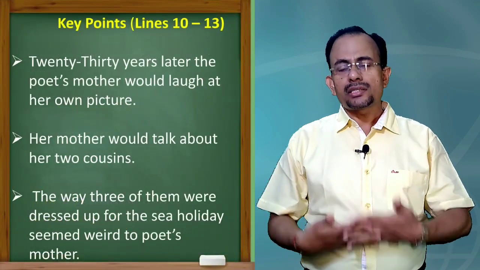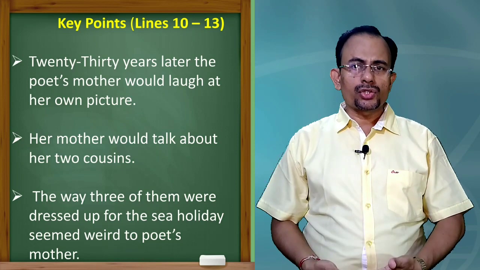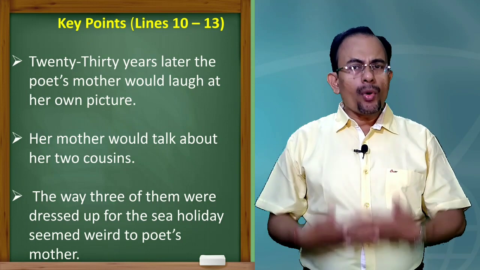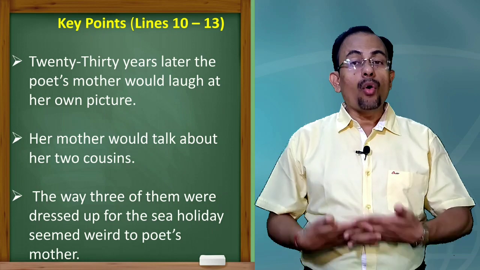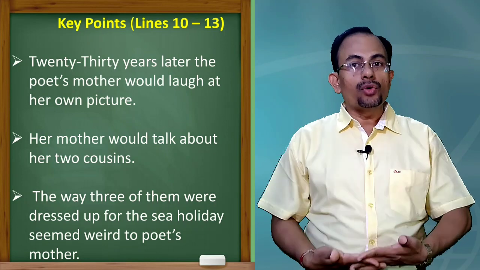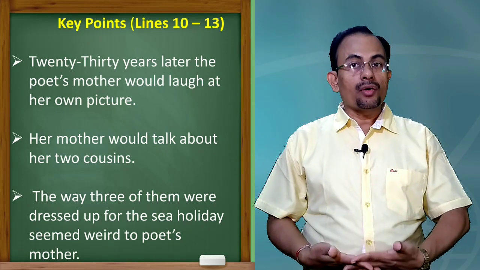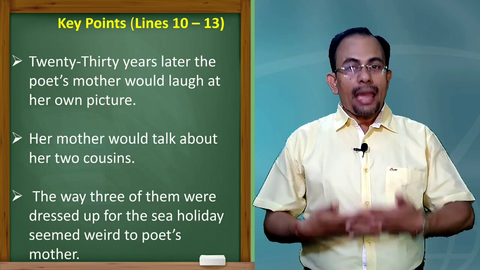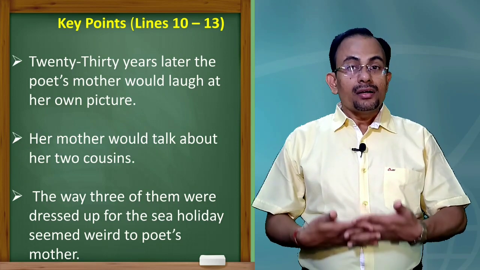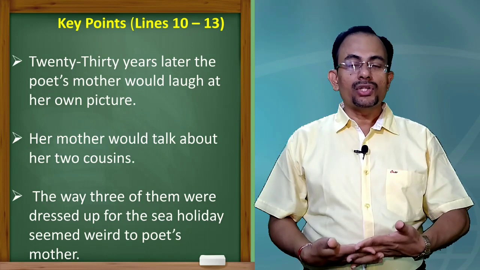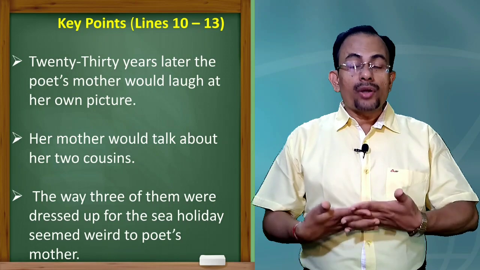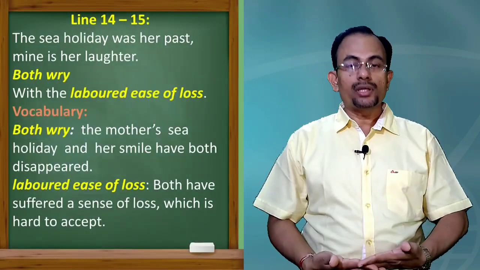Now, let's understand the meaning of these lines. 20-30 years later, the poet's mother would laugh at her own picture. Her mother would refer to her two cousins. The way they all got dressed up for the sea holiday appears to be strange to the poet's mother. The poet's mother has become nostalgic now. She has gone into the past and is recollecting the wonderful moments spent at the sea beach with her cousins.